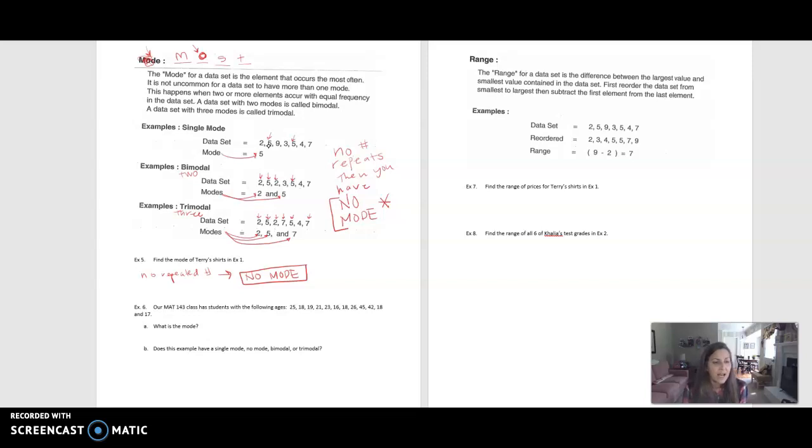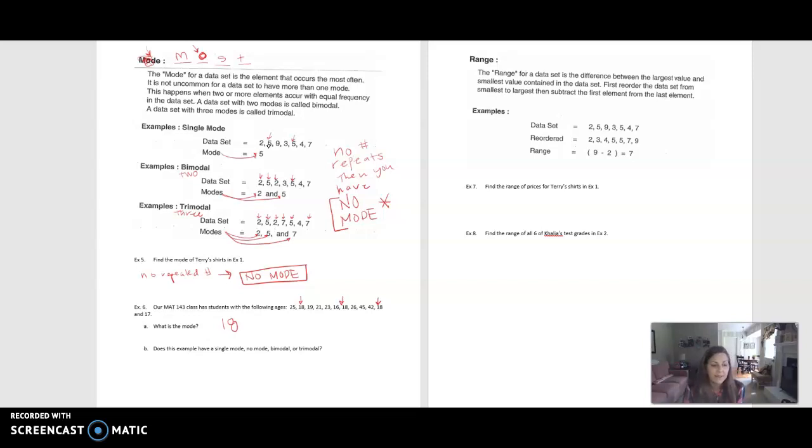Example 6. In our 143 class, we had students with the following ages: 25, 18, 19, 21, 23, 16, 18, 26, 45, 42, 18, and 17. What is the mode? Okay, so let me look here. There are 3 18s. So I'm thinking 18 is the mode. The most popular age in our class was 18.